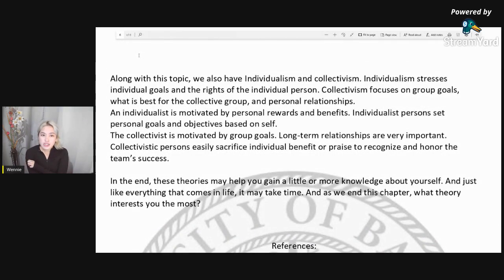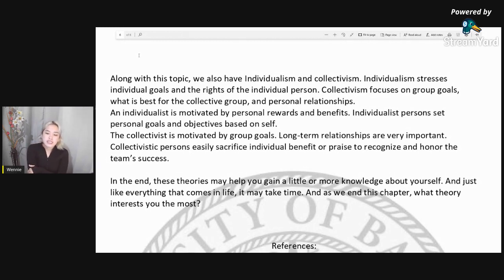So from the word itself, individual and collective. So individualism stresses individual goals and the rights of the individual person. Collectivism focuses on a group goal, what is best for the collective group and personal relationships. So an individualist is motivated by personal reward and benefit. Sa'yo lang yung reward and benefit. Ikaw lang. Kasi ikaw lang yung individual. This is about you and you alone.